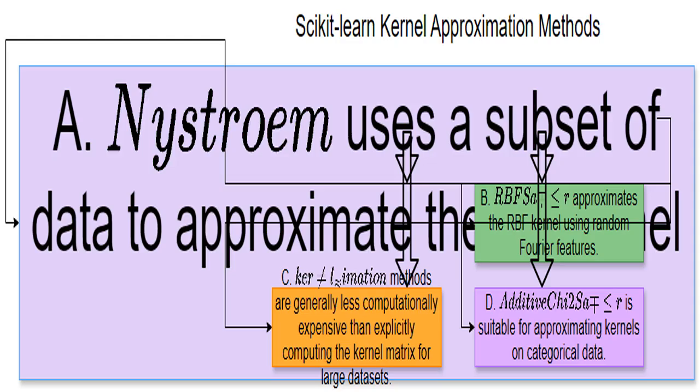I'll explain Nystroem. Imagine you have a huge pile of data. Nystrom cleverly picks a smaller, representative sample from this pile. It uses this smaller sample to create a close approximation of what the full kernel matrix would look like, saving a ton of computation.